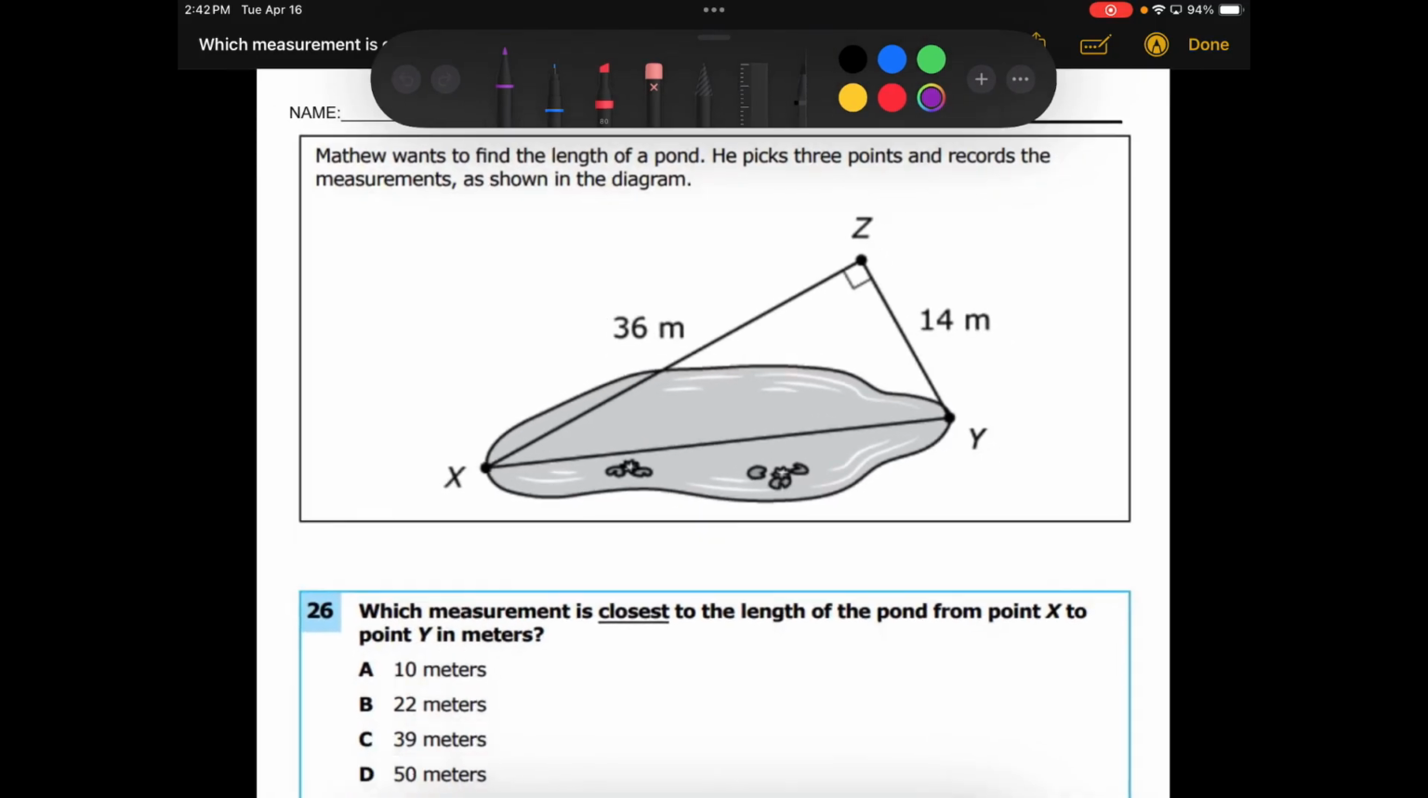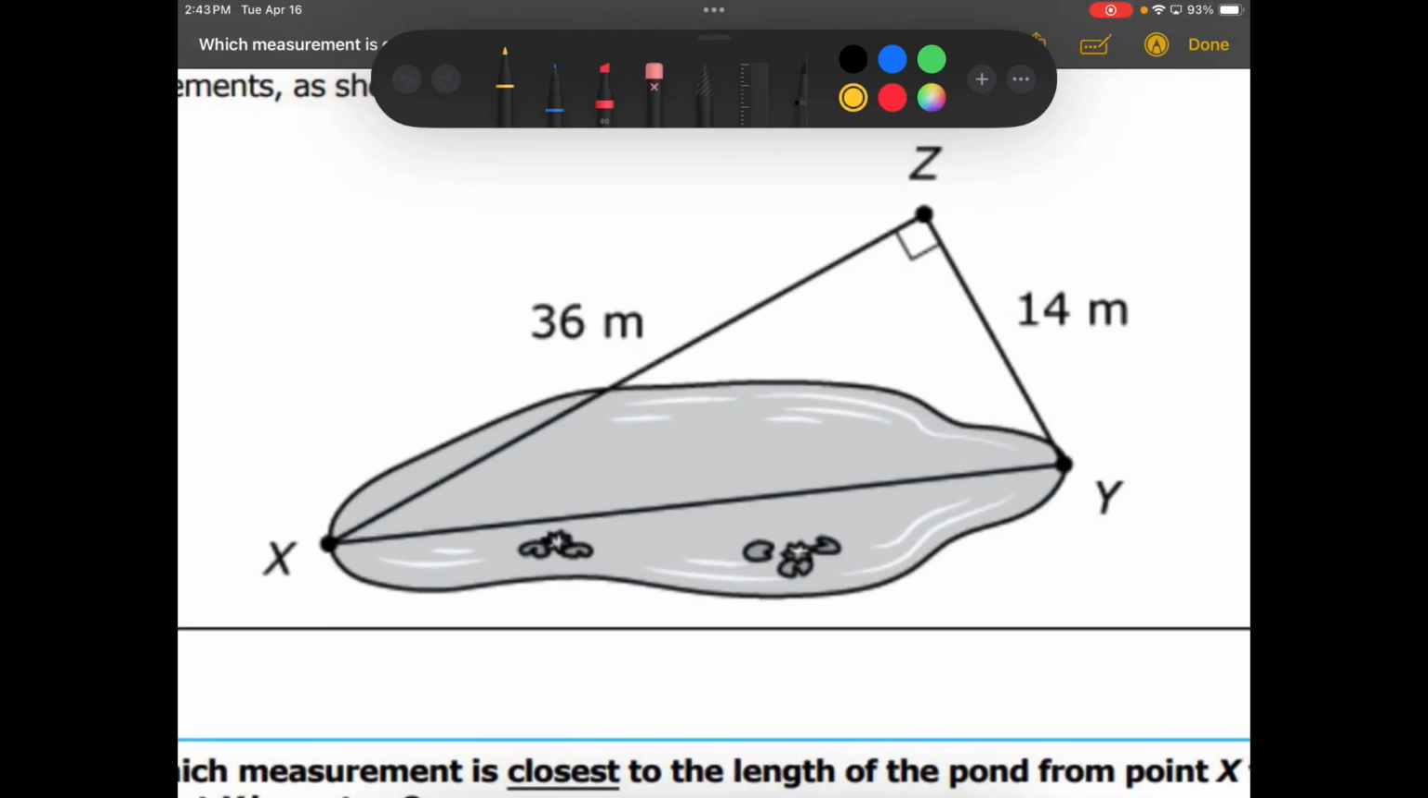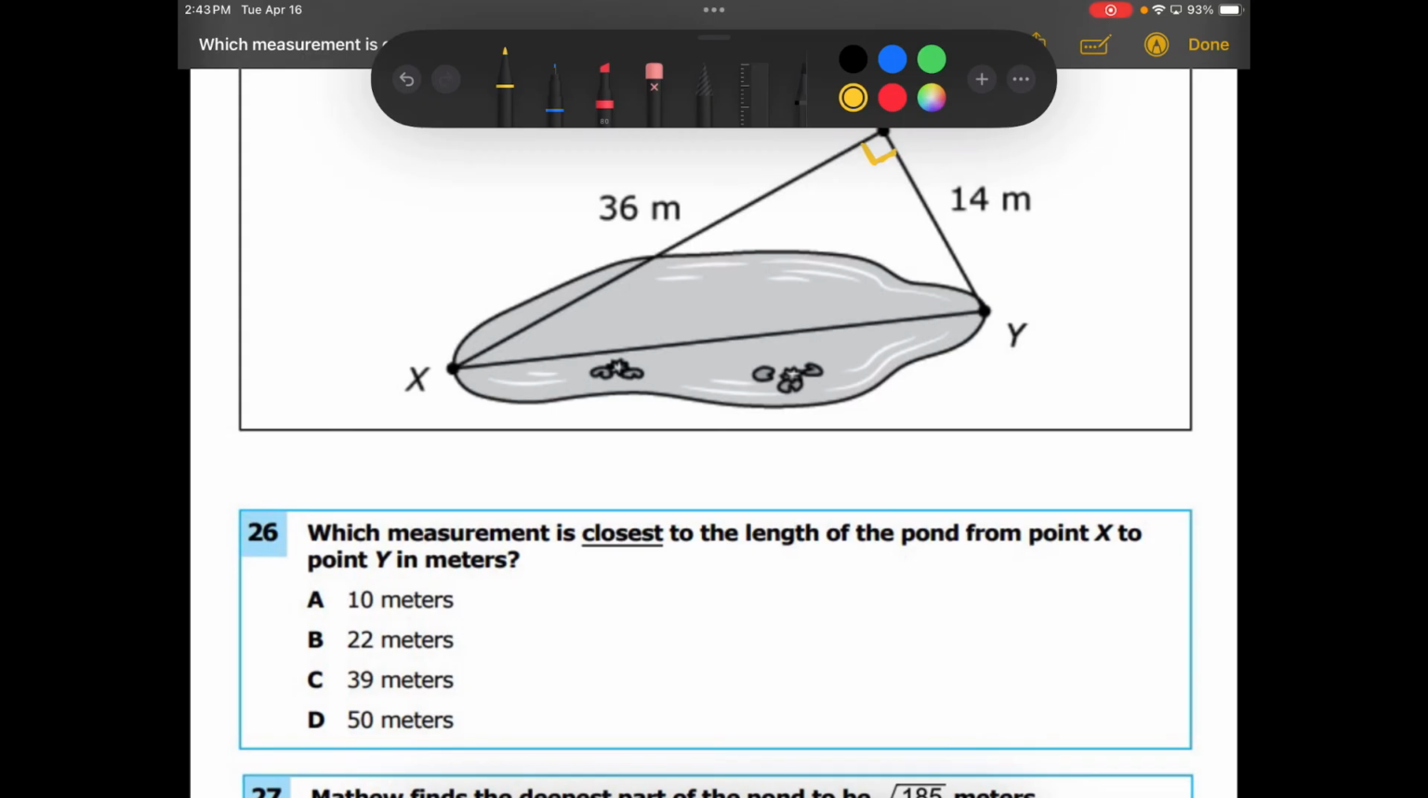The last ones are number 26 and 27, and both 26 and 27 will be using this figure at the top. Matthew wants to find the length of a pond. He picks 3 points and records the measurement as shown in the diagram. So here's our diagram. There's our 3 points, but look really closely. What kind of shape is this? It is a right triangle. Which measurement is closest to the length of the pond from point X to point Y? That's what we're looking for.